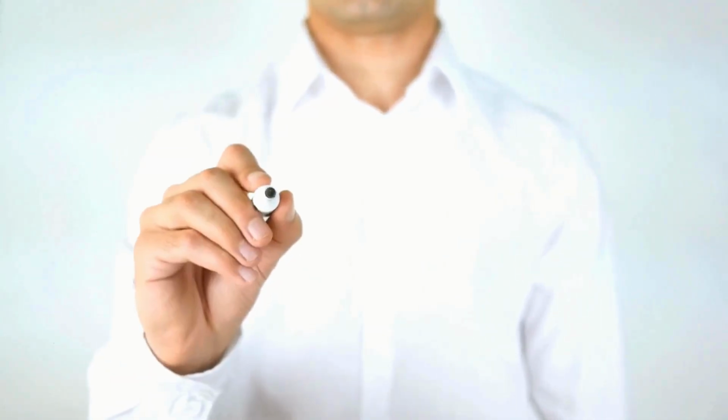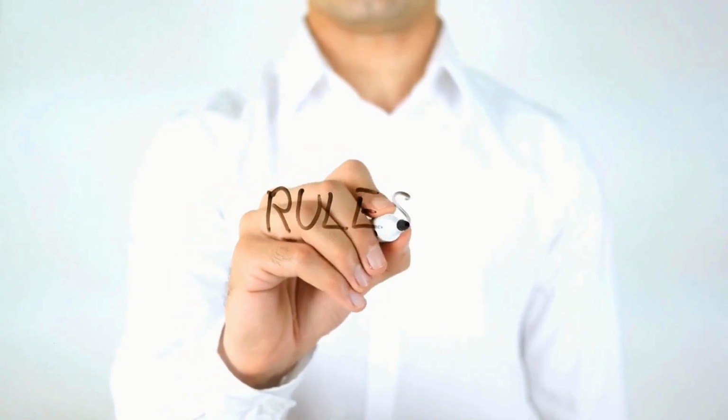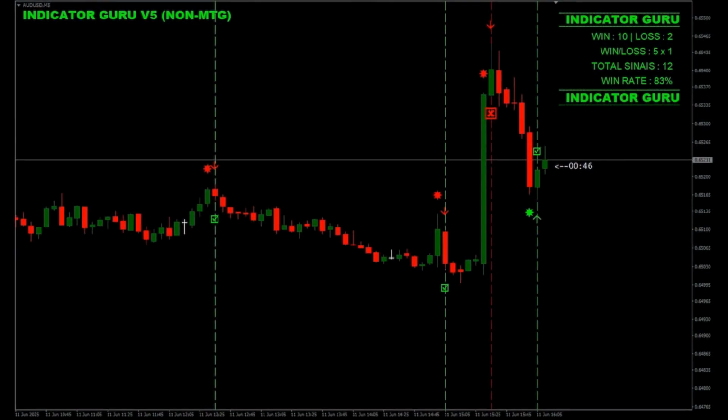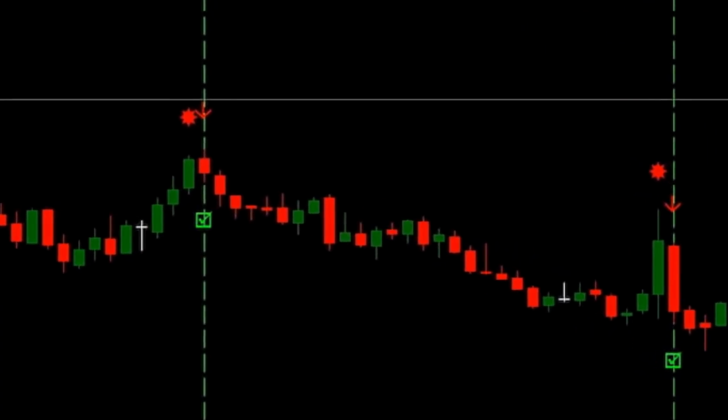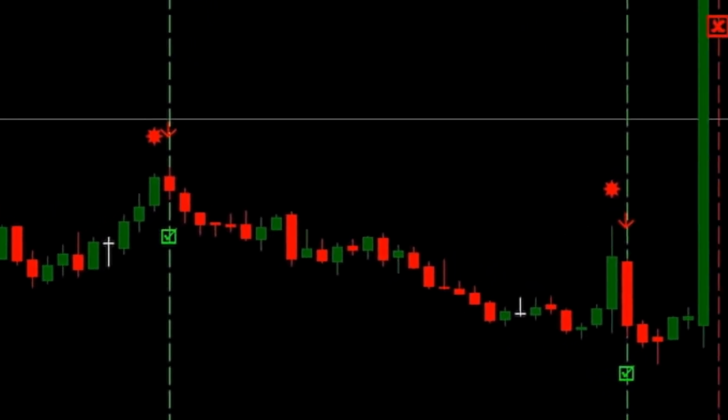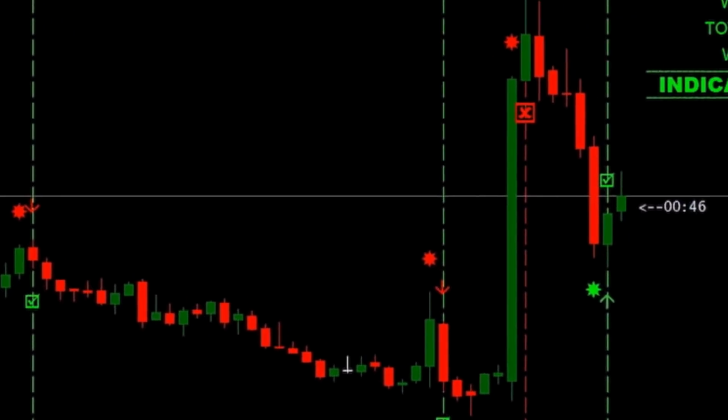Let's look at the rules of binary options trading using this indicator. Guru V5 is a completely self-sufficient indicator. Its signals do not require additional filters or confirmations. During testing, it showed stable results on various assets, but it proved itself especially well on the Australian dollar to US dollar currency pair. We will start analyzing examples with this pair.